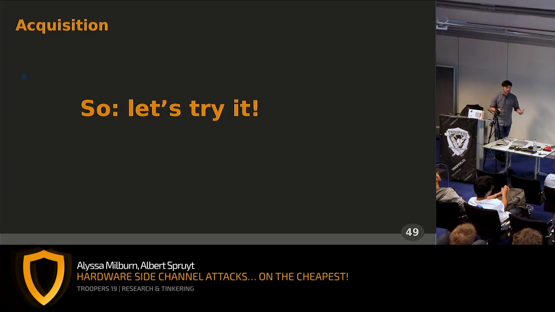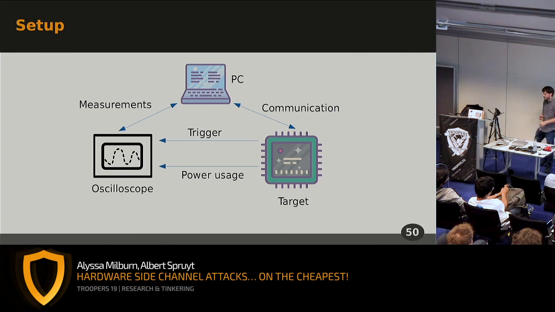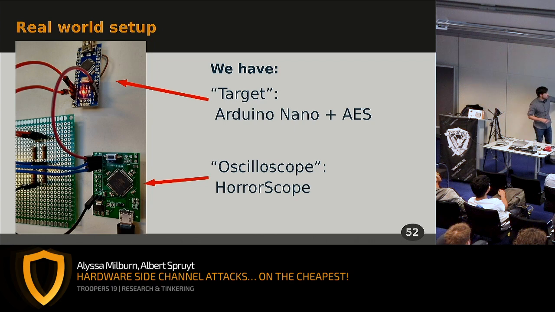So let's try to do some acquisitions with this. As Alyssa already explained, but just to recap, we have a PC which controls both the oscilloscope and the targets. The PC sends messages to the targets, and the oscilloscope measures the power usage. And there's also this thing called the trigger. Our real-world setup looks something like this. We have our Arduino Nano up here, which runs our AES, and we have the horoscope down here, and we have some resistors over here.